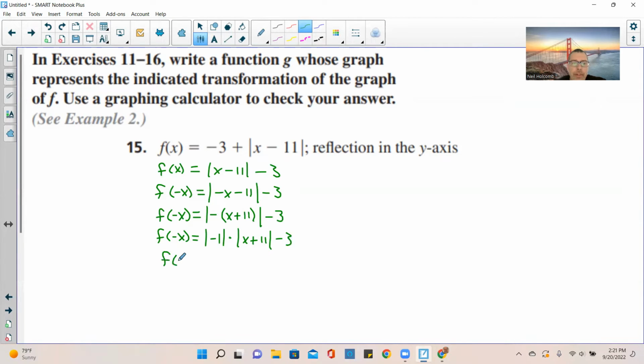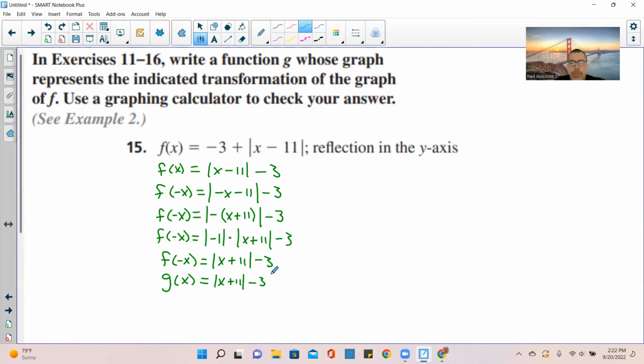So then when I simplify this, the absolute value of negative 1 is 1, and 1 times anything is that anything because it's the identity. So it's going to just become x plus 11 minus 3. And we want to call that when we're done g of x instead of f of negative x. So g of x equals the absolute value of x plus 11, minus 3.